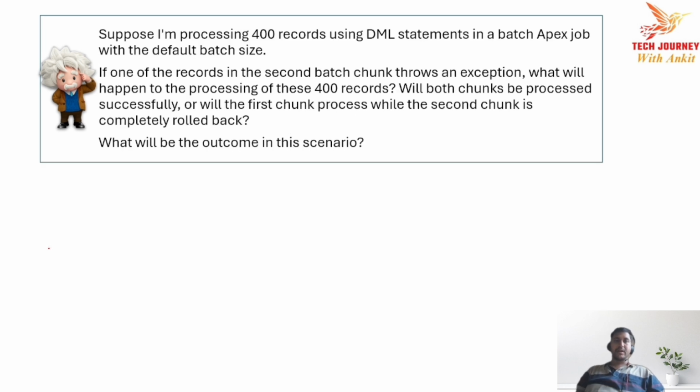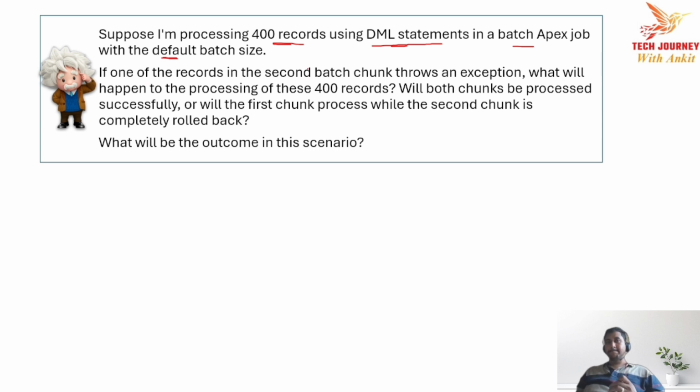Next question. Suppose I am processing 400 records using a DML statement in a batch, with the default batch size. I hope you know what the default batch size is. Do let me know in the comment section. So there are 400 records on which the user is performing operations in Batch Apex using the DML statement. There are multiple keywords here: 400 records, DML statement, Batch Apex, and the batch size here is the default batch size.